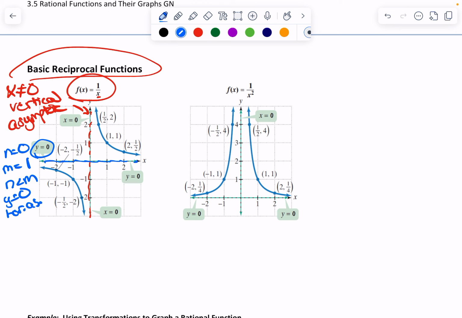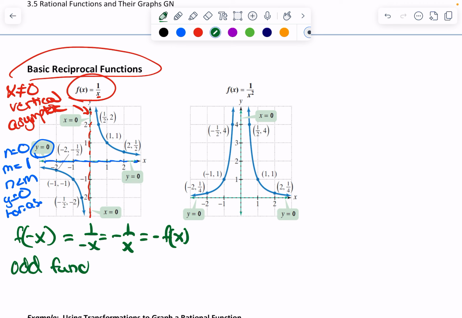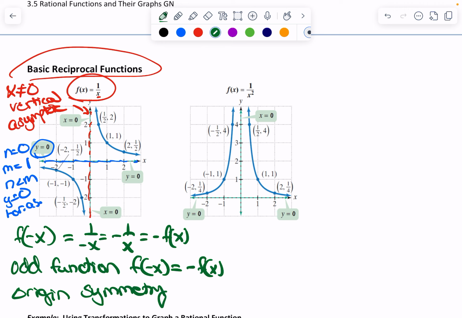Okay, with this one, we're going to look at what happens if we plug in a negative x. So f of negative x, we get 1 over negative x, which is the same thing as negative 1 over x, which is the same thing as negative f of x. Now, this is an odd function since f of negative x equals negative f of x, and it has origin symmetry. We talked about these in the previous lessons.